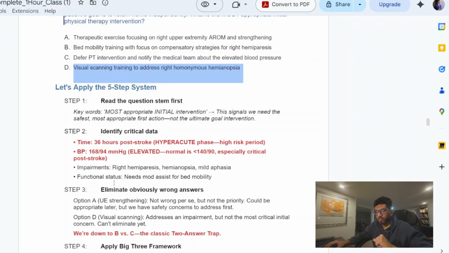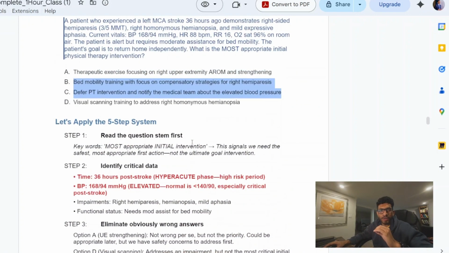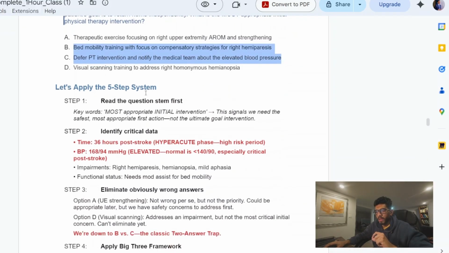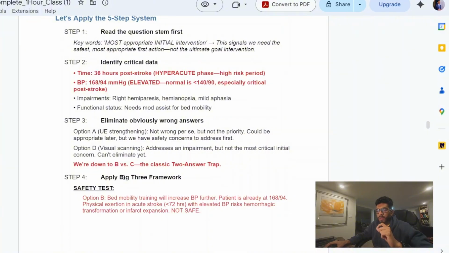Now you are left with B versus C, right? These are the two options that you need to choose from. This is called the classic two-answer trap. If you're choosing an answer between these two on a gut feeling, the chances of you getting the answer wrong is very high. Now, when you come to these last two answers, you need to apply the big three framework which we taught.